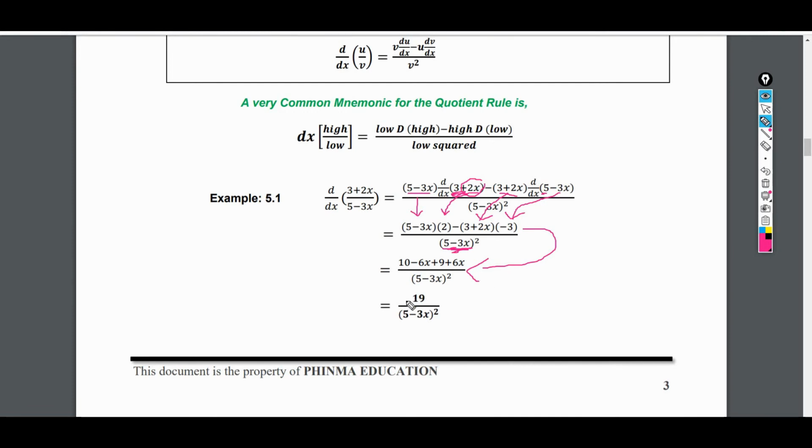Okay. And we will arrive to 19. Paano tayo nag-arrive dyan? We have here minus 6x. We have plus 6x here. So, cancelled out yan. And then, 10 plus 9, that is 19. Here, we remain our denominator. So, that is our answer.